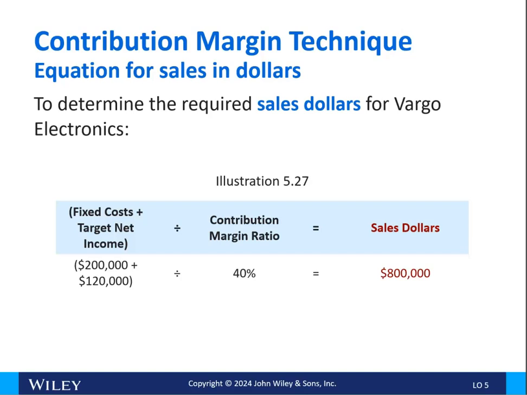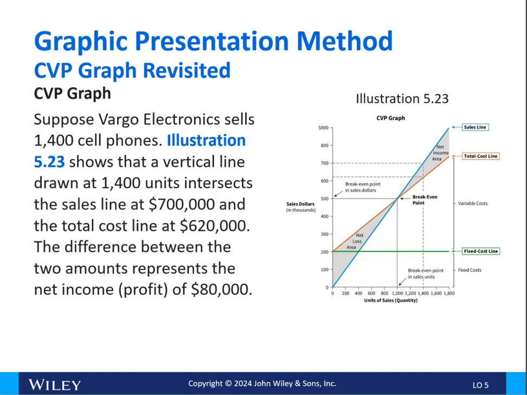Sales dollars, we can use the contribution margin ratio, so 40% contribution margin. Again, it's fixed cost plus target net income, $200,000 of fixed costs, $120,000 of target net income, divided by our 40% contribution margin is $800,000 in sales that we need to get that $120,000 of desired net income.